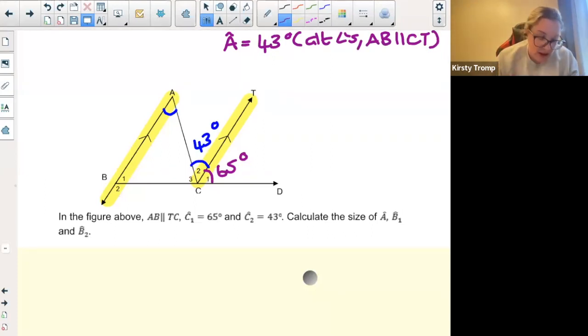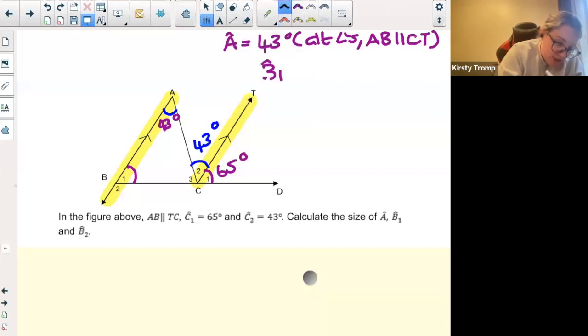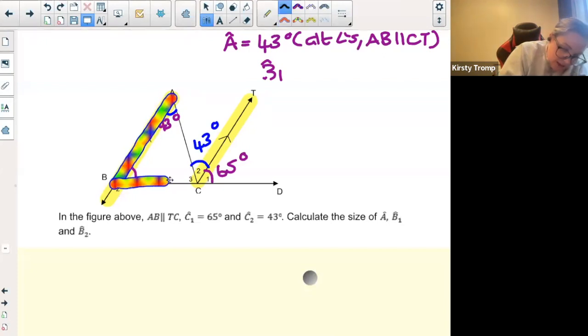All right, so angle A is done. I'm going to go draw it in for myself, 43 degrees. Now I want to find the size of angle B1, everybody. So there's angle B1 over there. Do I notice that angle B1 is lying on a parallel line? Yes, I do. There's the other line that it's lying on.